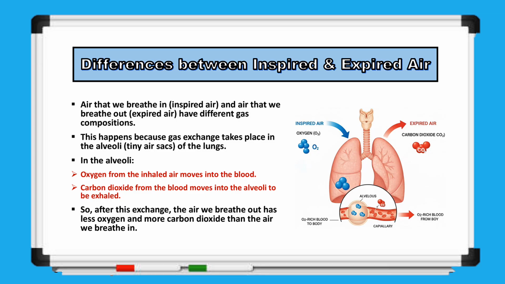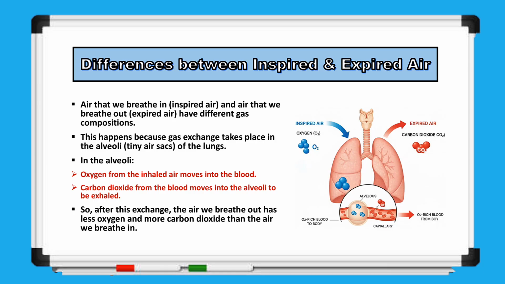The air that we breathe in, known as inspired air, and the air that we breathe out, called expired air, are not the same. They have different gas compositions, and this difference occurs because of the process of gas exchange that takes place in the alveoli, which are tiny air sacs found in our lungs. Inside the alveoli, an important exchange of gases occurs between the air and the blood. Oxygen from the inhaled air moves across the thin alveolar walls and enters the bloodstream. At the same time, carbon dioxide, which is a waste gas produced by the body during respiration, moves from the blood into the alveoli so that it can be exhaled.